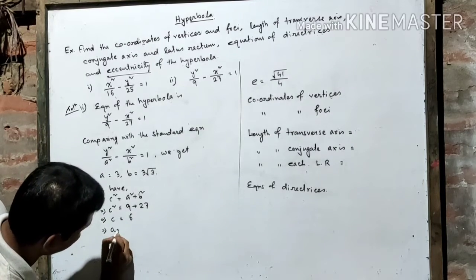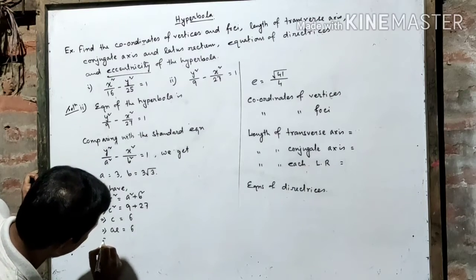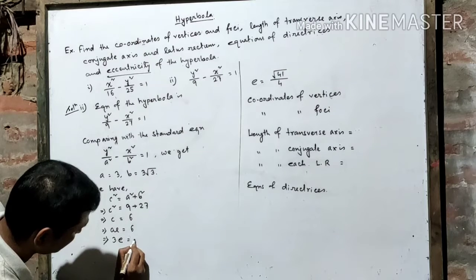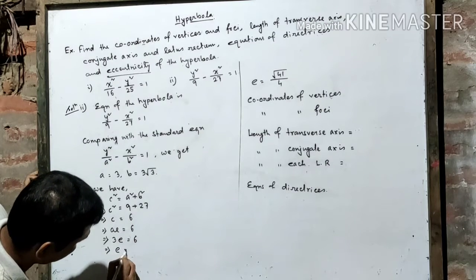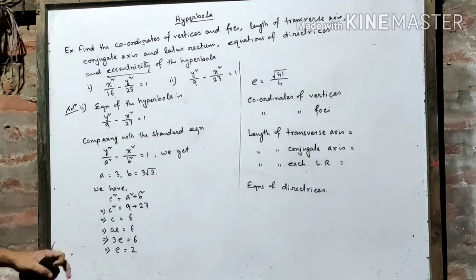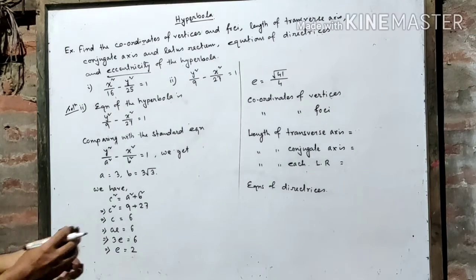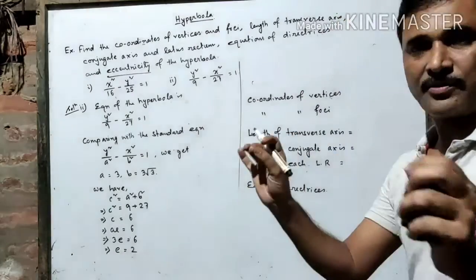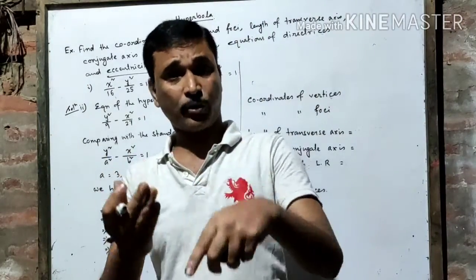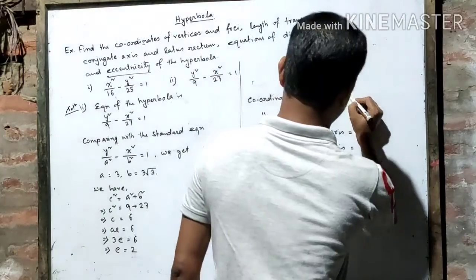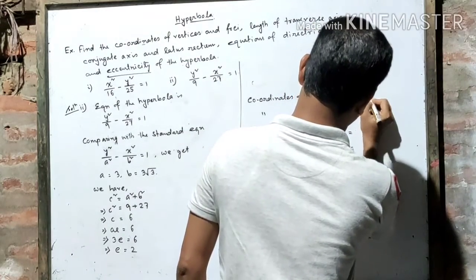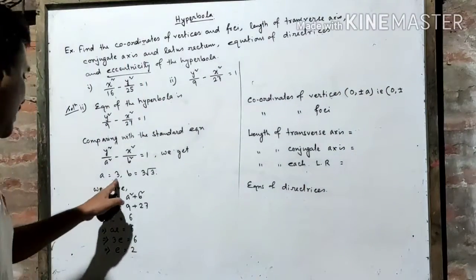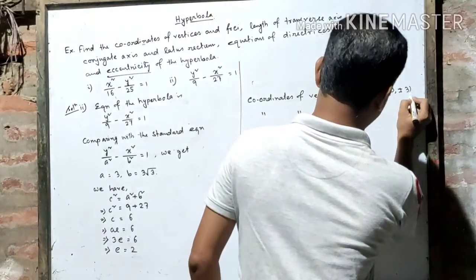And what is c? c is ae. ae is equal to 6. What is a? a is 3. So e is equal to 2. Thus eccentricity is 2. Okay. Then coordinates of vertices. Vertices and foci lie on y-axis. Accordingly, the coordinates will change. So coordinates of vertices will be 0 plus minus a. That is 0 plus minus, what is a? a is 3. So 0 plus minus 3.